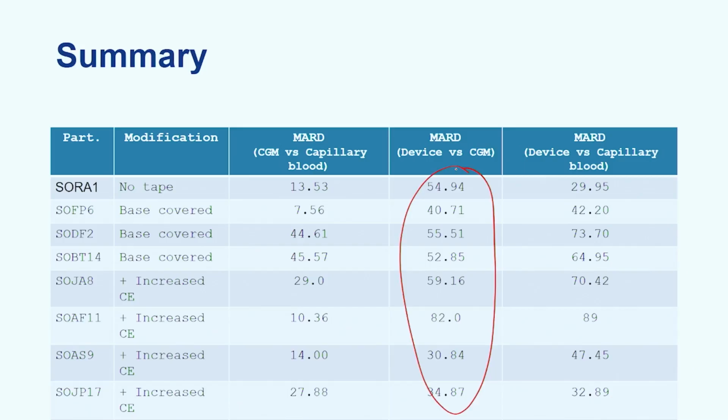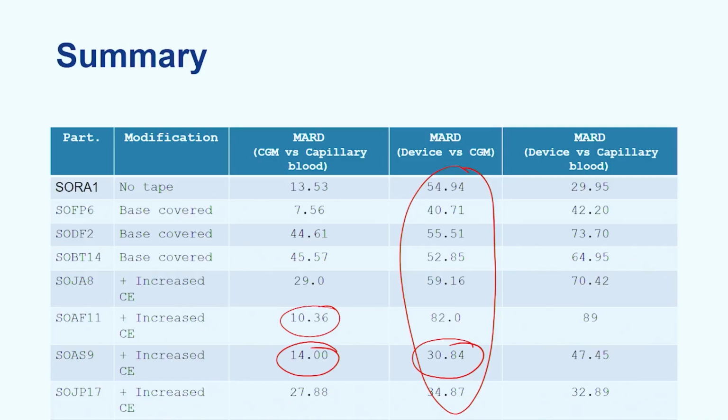54, 40, 55, 52. I think the best we had was 30 here. If you look in terms of capillary blood, we are doing much better here. Here the MARD values are 14 and 10. These MARD values are comparable to the commercially available sensors.